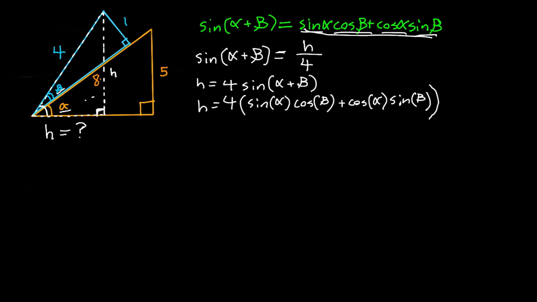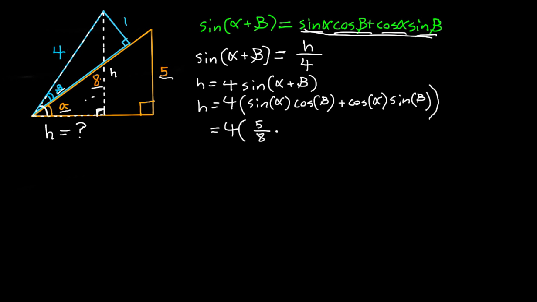Well, we know that the sine of alpha is 5 over 8, right? Opposite over hypotenuse for this orange triangle. So we can write in 5 over 8 there. This is going to be 4 times 5 over 8. Now what's the cosine of beta?